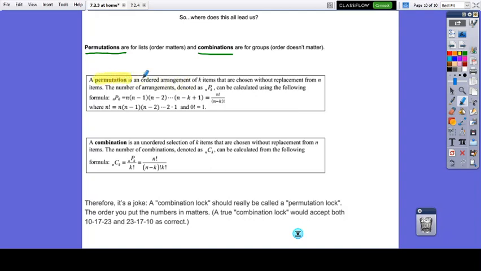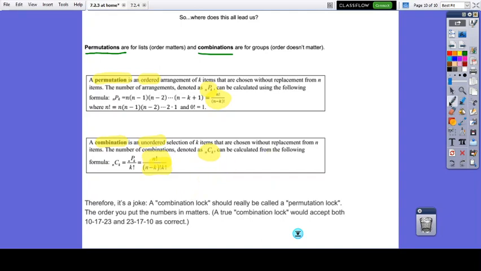A permutation is an ordered arrangement, okay? When the order matters, so when you put the jelly beans down in a line, the order mattered, okay? Without replacement from n items, the number of arrangements denoted, you're going to see this symbol, NPK, can be calculated using the following formula. And this formula simplifies down into n factorial over n minus k factorial. Okay. A combination is an unordered selection. So when we took all of the jelly beans and put them in a cup and didn't care about the order, okay, you're going to see this notation of NCK, and it comes into the formula of n factorial over n minus k factorial k factorial, okay?